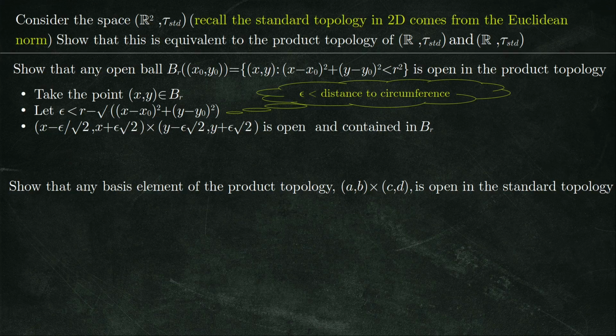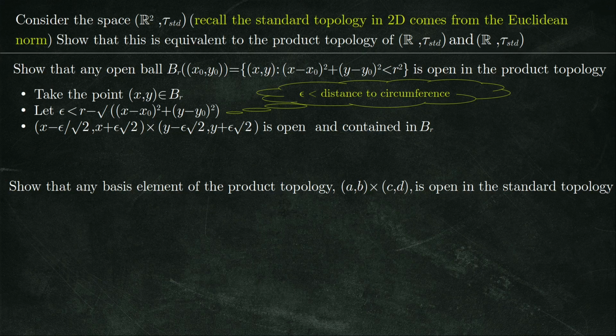Therefore, we construct this rectangle on the left, where the rectangle goes from x minus epsilon over root 2 to x plus epsilon over root 2, and the same for y. And this rectangle is open, and it's contained in the open ball. Now, the reason we need the root 2, instead of just saying x minus epsilon, x plus epsilon, is so that, even if we go from the center of the rectangle to the corner, that distance is still going to be less than the distance from xy to the circumference.